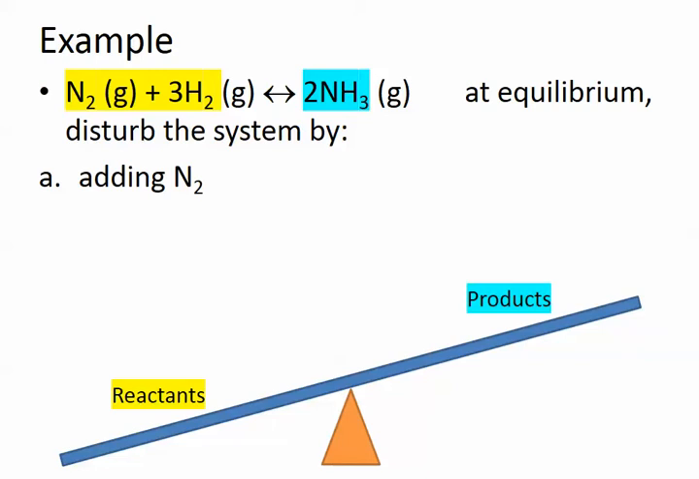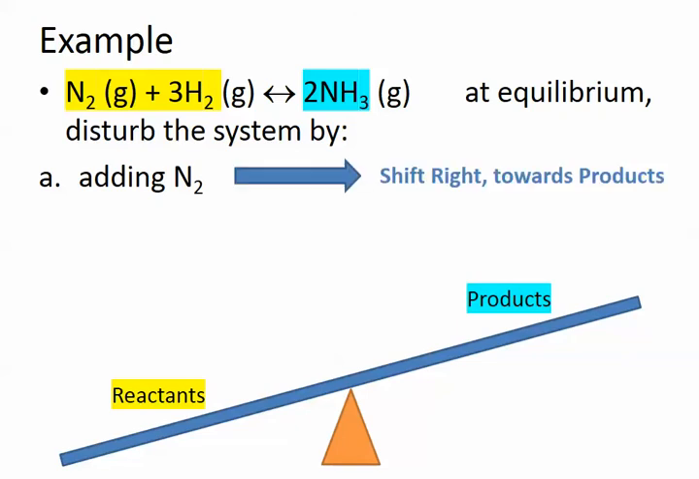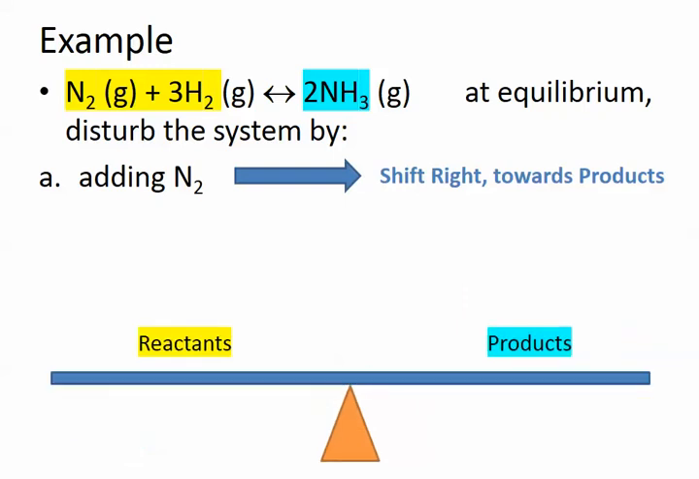So this is what we did, so we have to figure out how we're going to compensate for this. In order to compensate for this, we're going to shift right towards the products. When we do that shifting, we're going to then have an equal balance on each side. So the reaction shifts towards the right, towards the products, to balance the equilibrium.